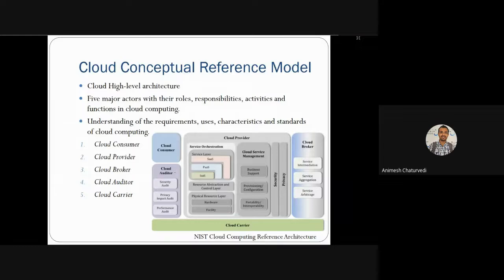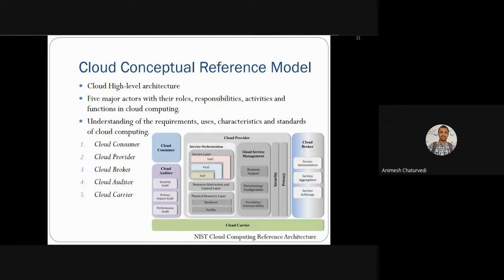So there are basically five actors. What are these five actors and how are they related in this high level architecture of cloud computing? They have various roles to play, various responsibilities, and various activities to be done. These five actors have their functions in cloud computing. That's why they are defined as five different actors, with different roles, responsibilities, activities, and functions.